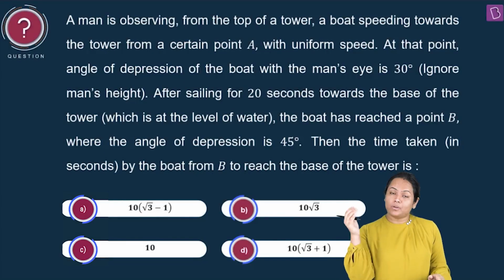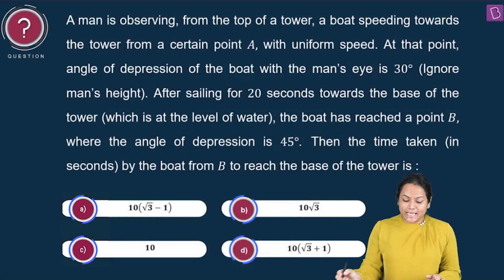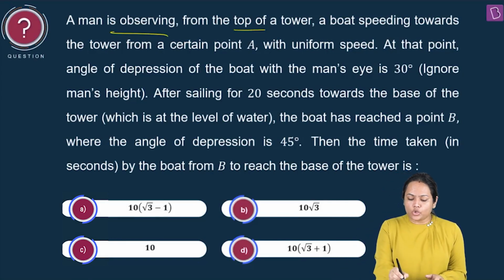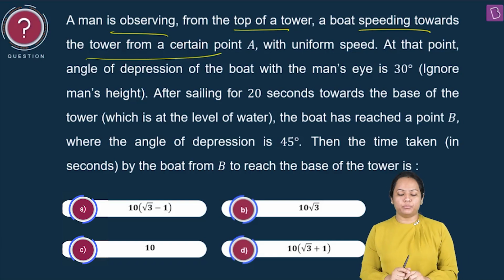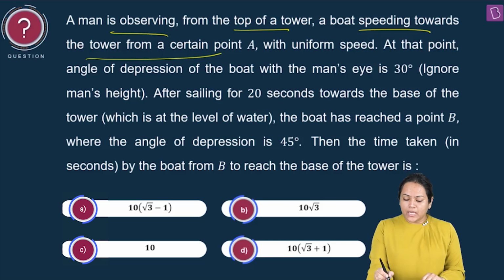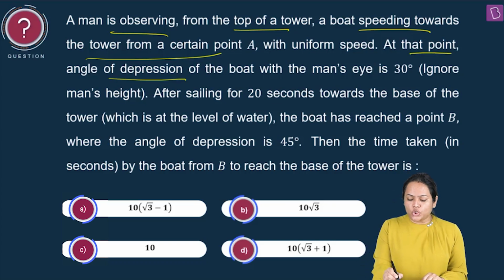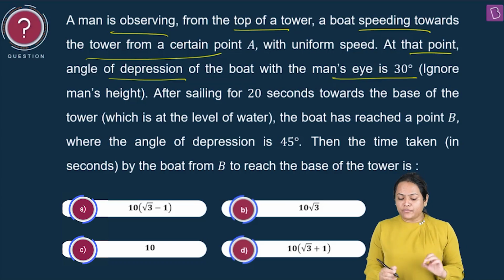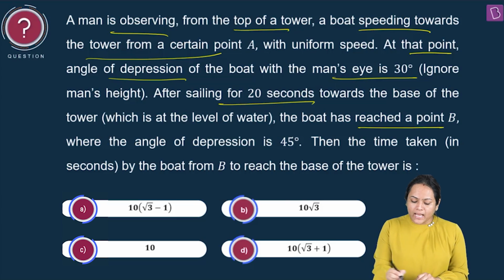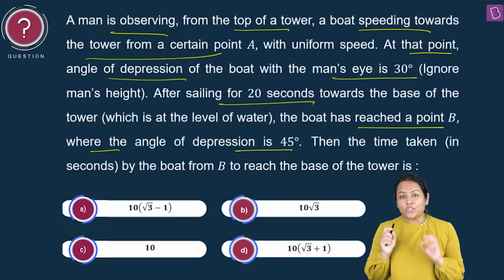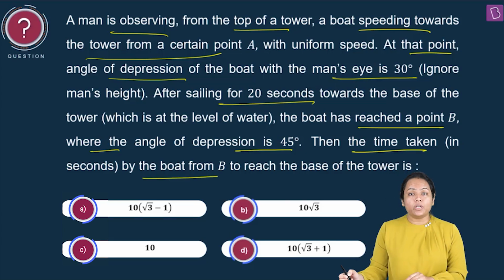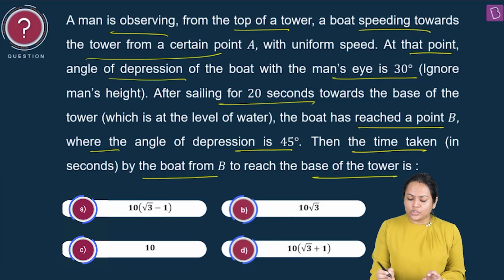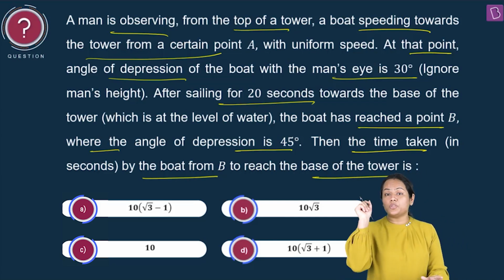Well, this question was from heights and distances. They are saying that a man is standing at the top of a tower and observes a boat speeding towards the tower from a certain point A with uniform speed. At the point A, the angle of depression is 30 degrees. After sailing for 20 seconds towards the base of the tower, the boat has reached a point B where the angle of depression is 45 degrees. Then what is the time taken by the boat from point B to reach the base of the tower? They have given us options over here.